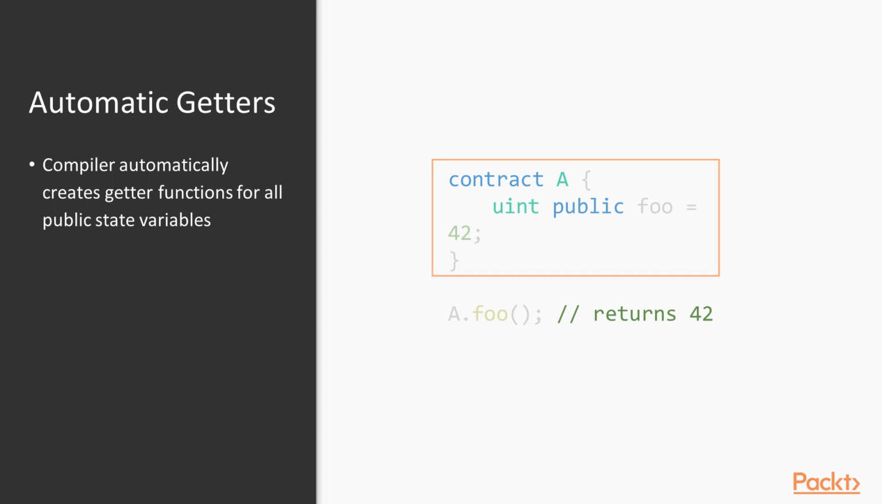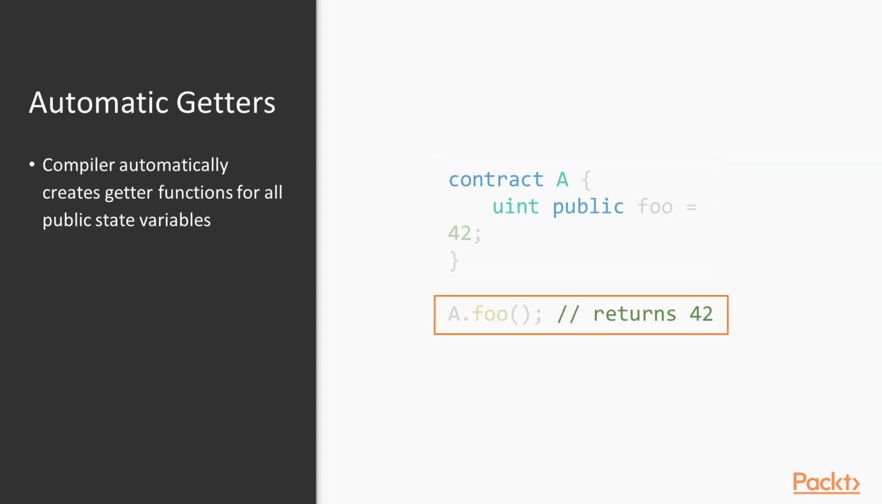For example, if we have a contract named A that declares a public variable foo, any transaction or contract can get the value of that variable by calling a.foo. You didn't have to write any code for this to work. The compiler just did it for you.